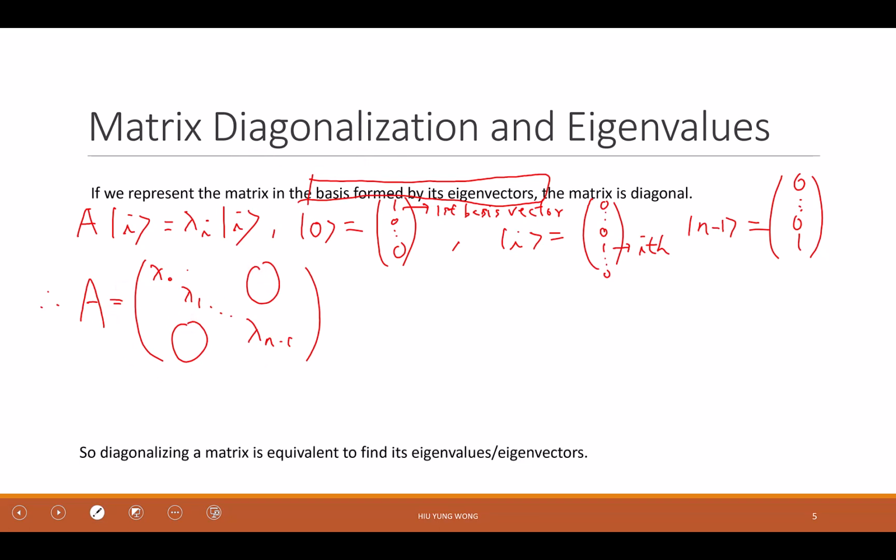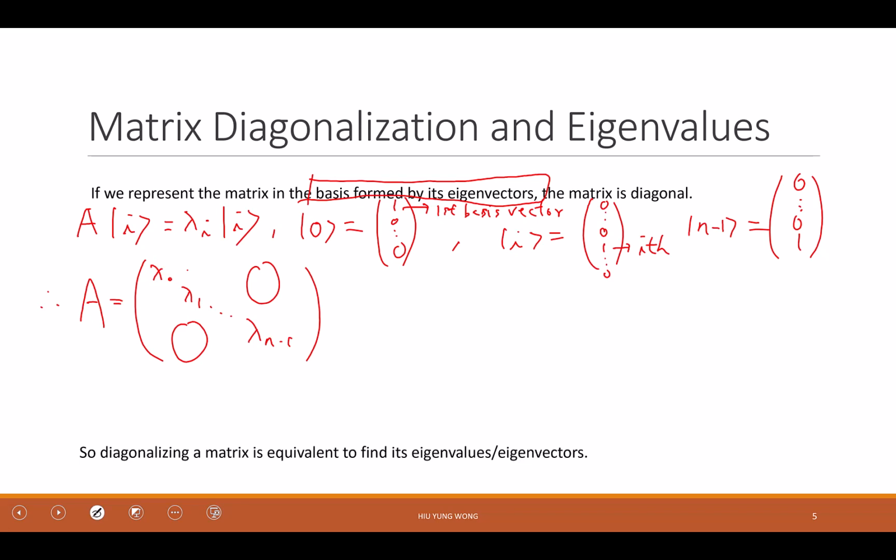Now, I did not prove it, I tell you, but I will show you it is right. When people say they want to diagonalize the matrix, it's equivalent to finding the eigenvalues, because if you find the eigenvalues, you just put them on the diagonal. You have diagonalized the matrix already. And each of the basis vectors corresponds to the eigenvalue you put here.